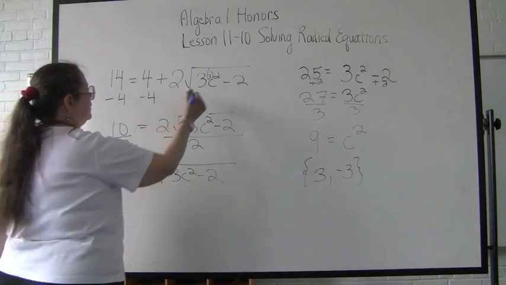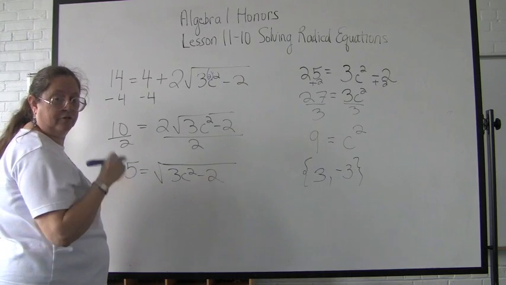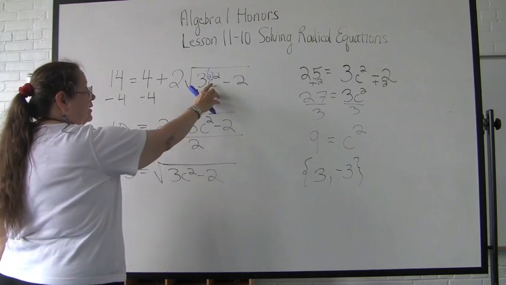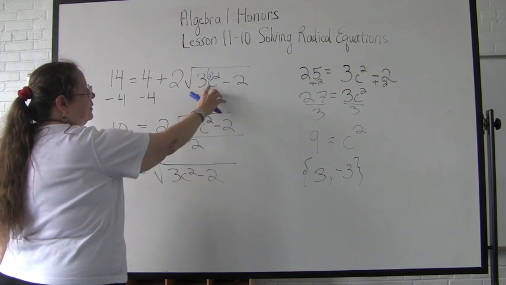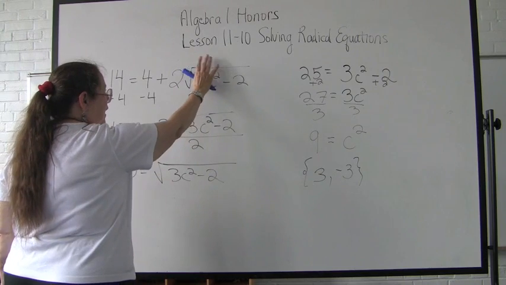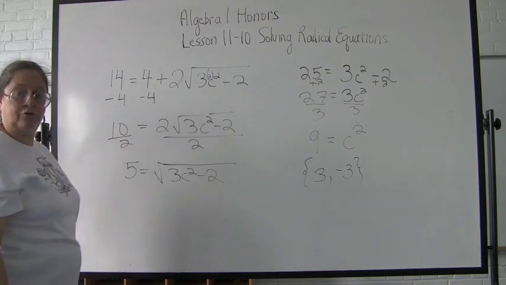What if I put in a negative 3? Well, negative 3 squared is negative 3 times negative 3, which is 9. So I'm going to get the same thing. 9 times 3 is 27. Minus 2 is 25. Square root of 25 is 5. Times 2 is 10. Plus 4 is 14. So that one works too.